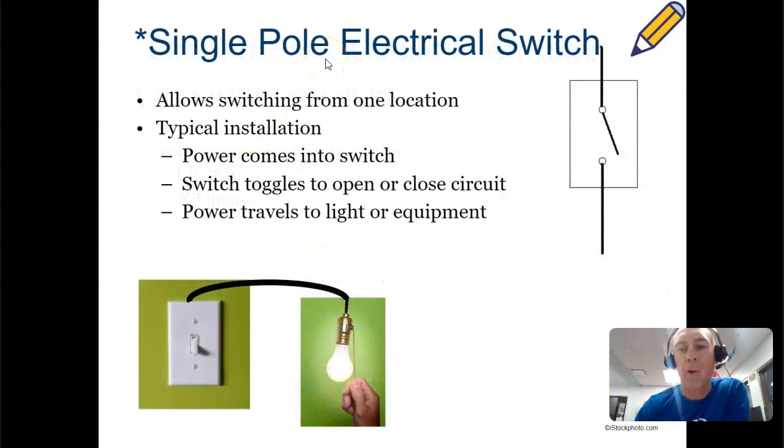All right, now we have a single pole electric switch. This is just a switch that controls one light. It could control many lights. You could have a switch that has a light here, another light, another light. So one switch turns on like 4 lights in your living room or something like that.